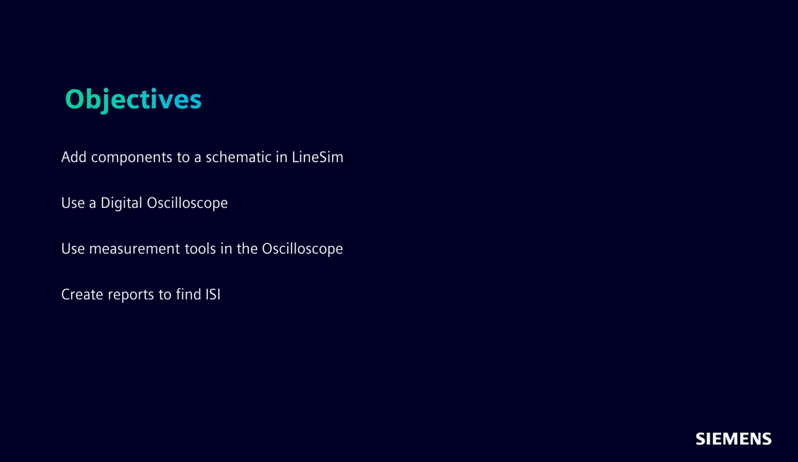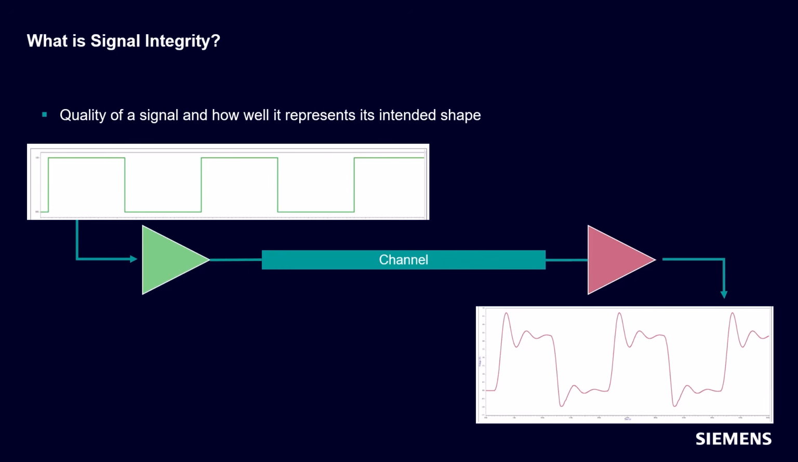Our objectives for this lab are to learn how to add components and build a basic schematic in HyperLynx LineSim, to effectively use the digital oscilloscope for signal analysis, to utilize measurement tools within that oscilloscope, and to create reports and find inter-symbol interference.